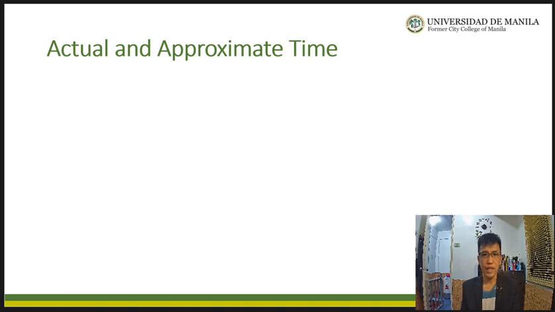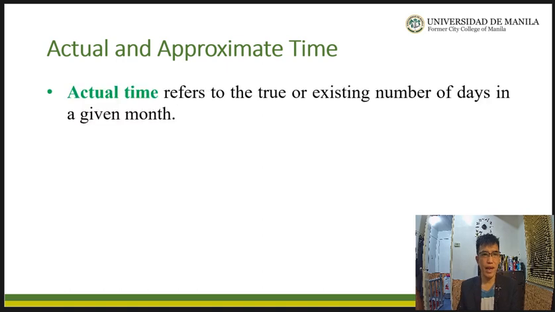Okay, but in here again we're going to talk about the two different methods or ways how we're going to determine the number of days between two calendar dates, and we call it actual and approximate time. And we define actual time as the true or existing number of days in a given month. Of course, for example, January, we know that in January there are 31 days. For February, there are 28 days for the common years, while 29 days if leap year, okay? And so on and so forth.